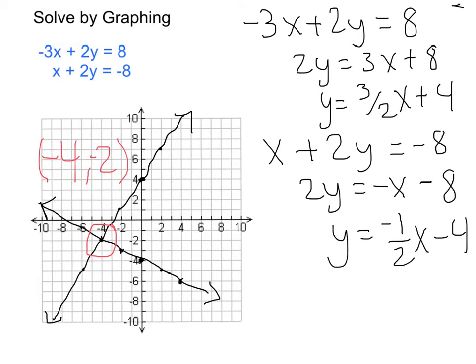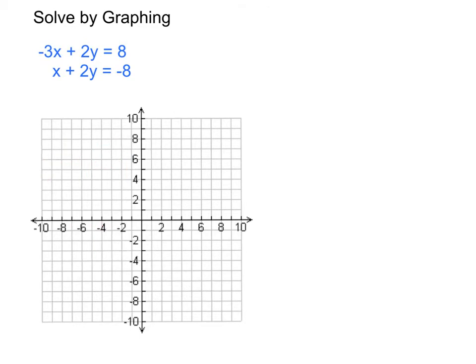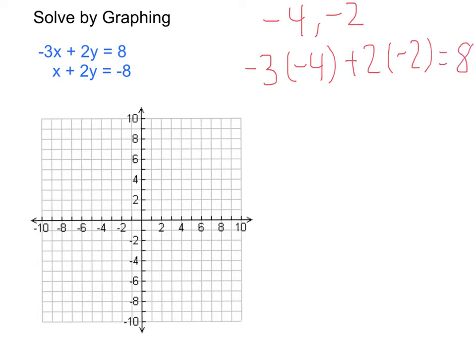Finally, we have to check our answer. So we check our answer by plugging in negative 4, negative 2 into both equations. Wherever I see an x, I'm going to plug in negative 4. Wherever I see a y, I'm going to plug in negative 2. And you will know if you are correct if both equations work. It has to work in both equations, otherwise it is not the solution to the system.